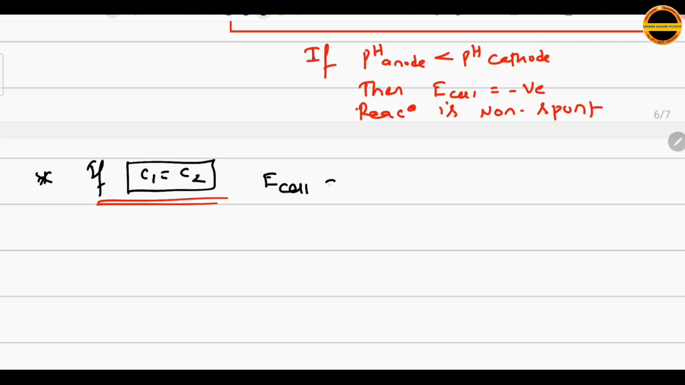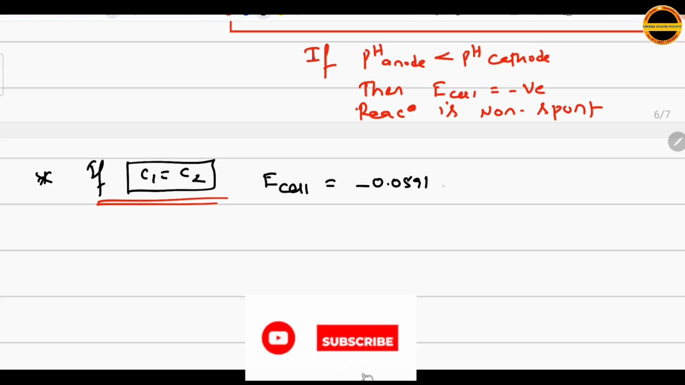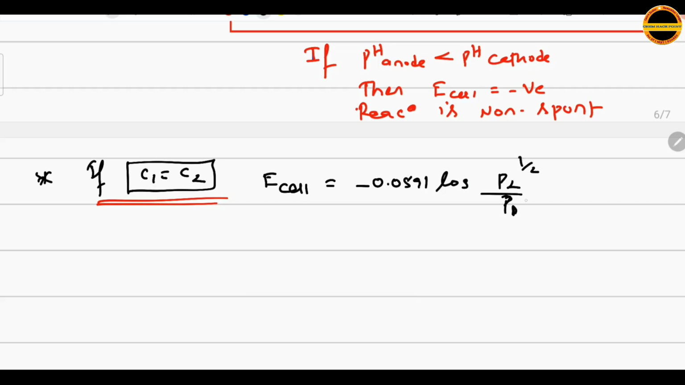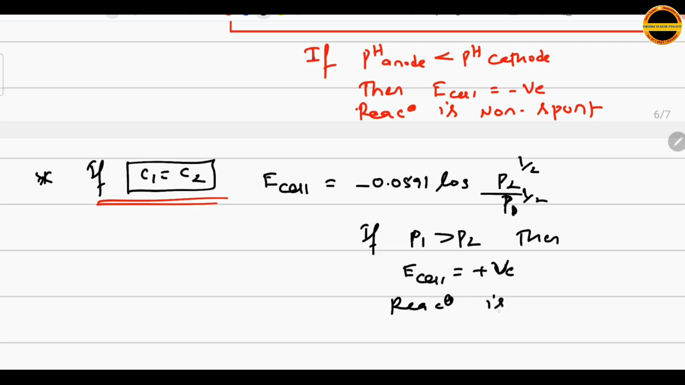E cell is equal to minus 0.0591 log P2 by P1, each we can represent like half, right? So if P1 is greater than P2, then E cell is positive, and the cell reaction will be spontaneous. Then the reaction is spontaneous, observe it. Overall, in the hydrogen-based concentration cell we used here, C1 is equal to C2.